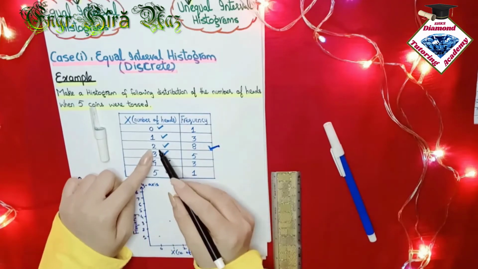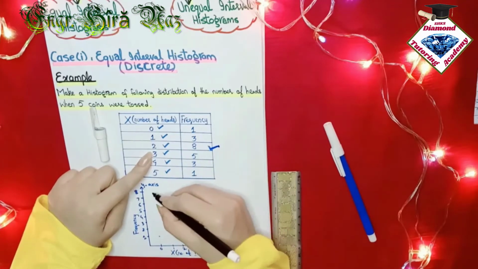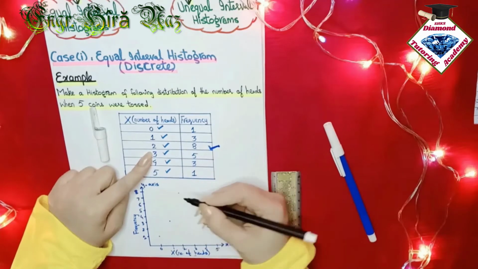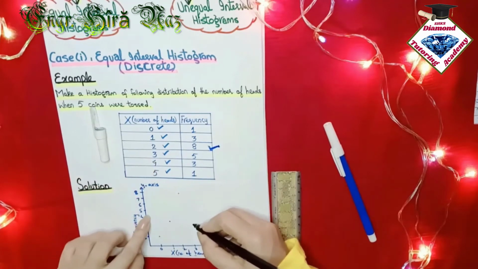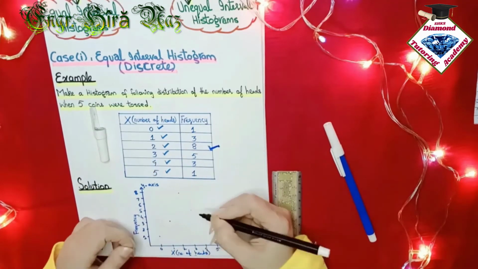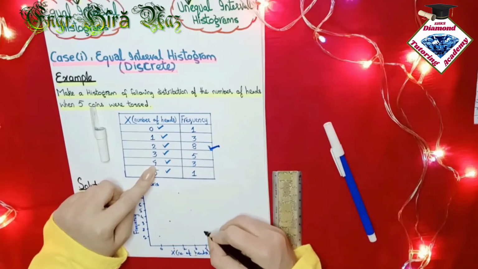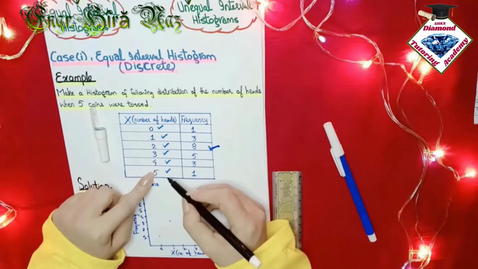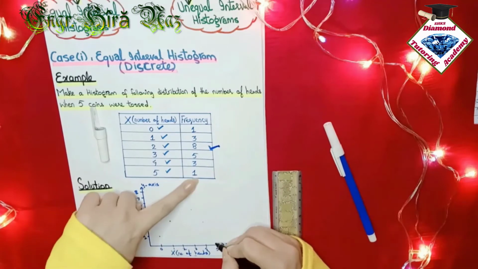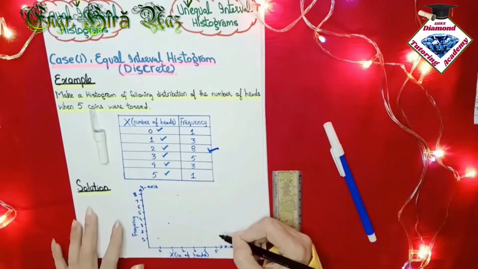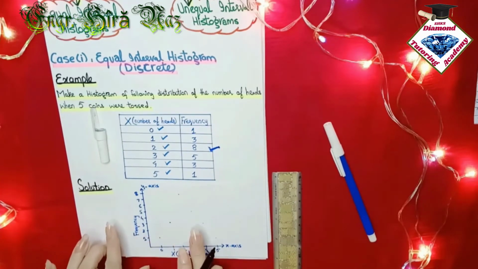When our variable is 2, our frequency is 8. So you can mark somewhere here. When our variable is 3, our frequency is 5. So you can mark somewhere here. When our variable is 4 and our frequency is 3, you can mark here. And last one is when our variable is 5 and our frequency is 1. So this. Now what you have to do, at each interval make a rectangle of the same height as the height of frequency.